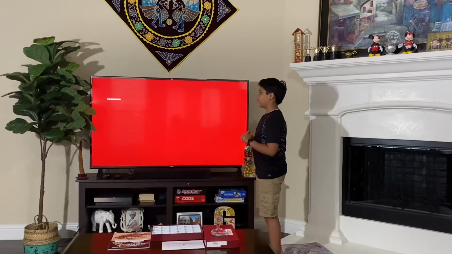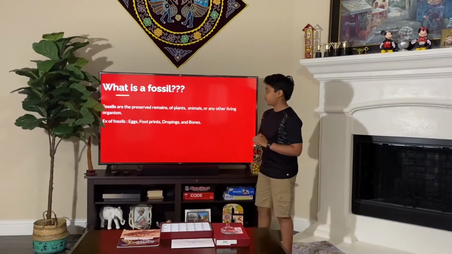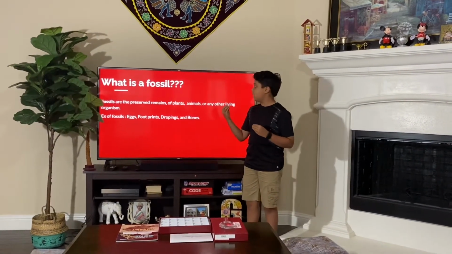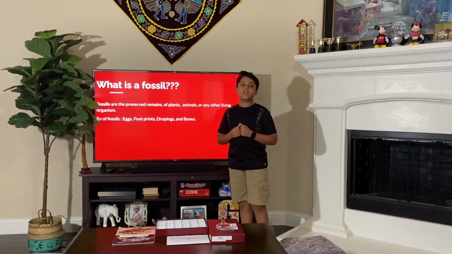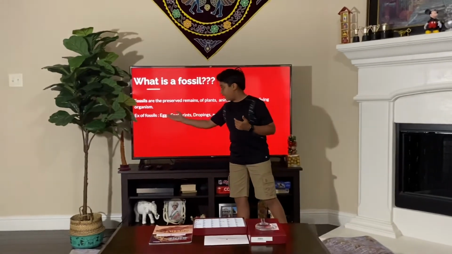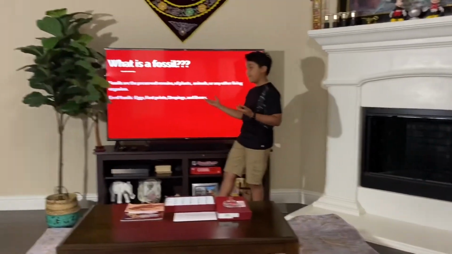Fossils. What is a fossil? Fossils are the preserved remains of plants or animals or any other living organism. For example, eggs, footprints, droppings, and bones.